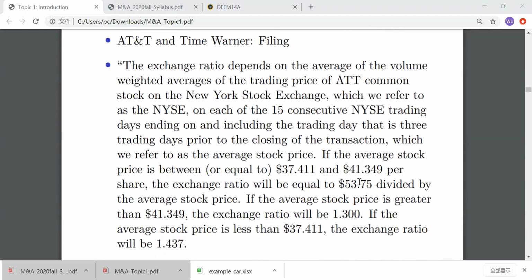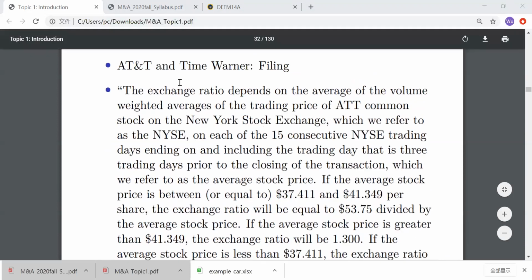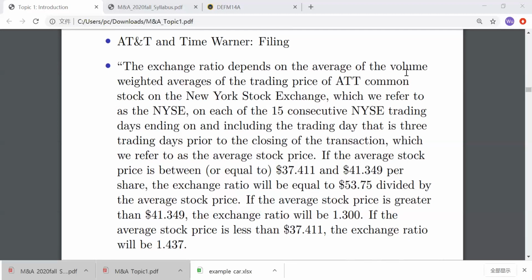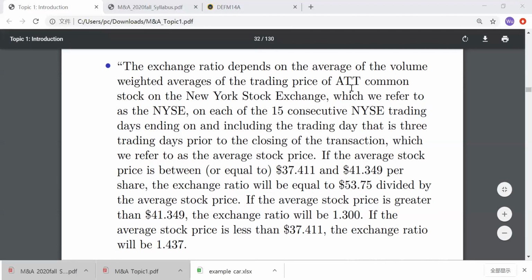Now, one example is from the merger agreement between AT&T and Time Warner, right? So now you can see that's a floating exchange ratio, and then you can see why they need to have a floating exchange ratio. The exchange ratio depends on the average of the volume weighted averages of the trading price of AT&T stock on each of the 15 consecutive NYSE trading days, ending on or including the trading day that is 3 trading days prior to the closing or completion of the transaction.